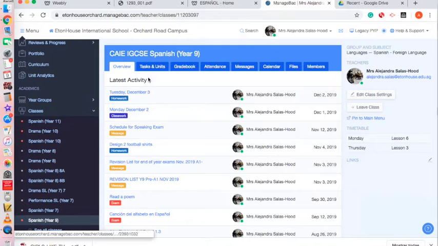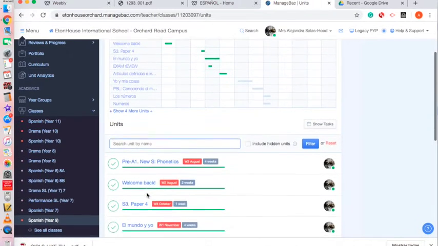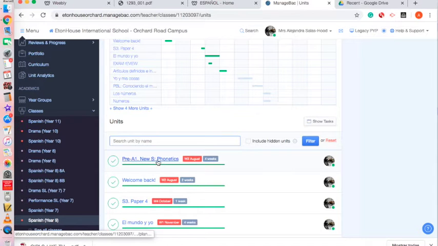To be able to access ManageBack, you need to have a Gmail account with the school, an Eton House account. Once you have that, please ask your mentor for your password, and then you can access directly your class in Spanish. For example, I'm going to use year 9. You're going to find tasks and units posted here, and you are going to be able to check the deadline for that homework.